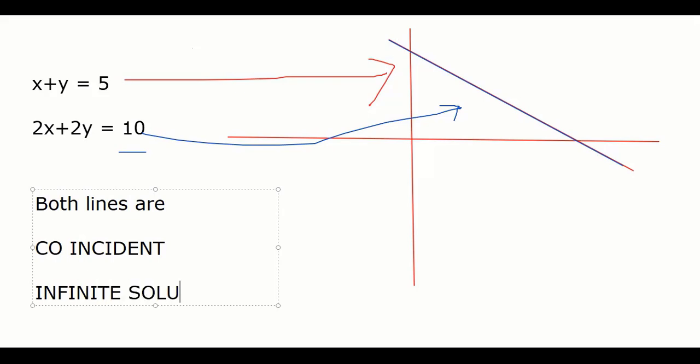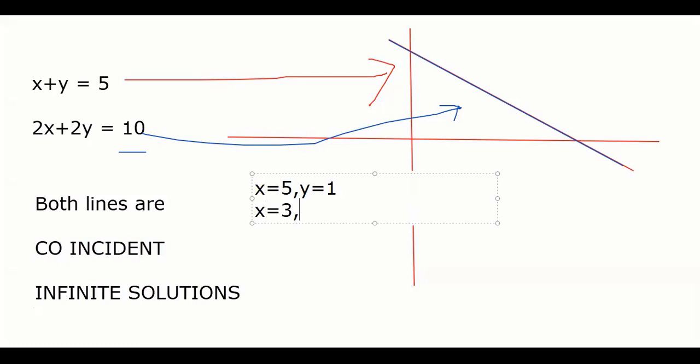All the infinite points are solutions. All the points are solution. Infinite solution. मतलब कैसे? You can see, suppose if I put x equal to 1, one solution can be x equal to 4, y equal to 1. One solution can be x equal to 3, y equal to 2. One solution can be x equal to 1, y equal to 4. One solution x equal to 0, y equal to 5. देखो दोनों equations solve हो गईं.